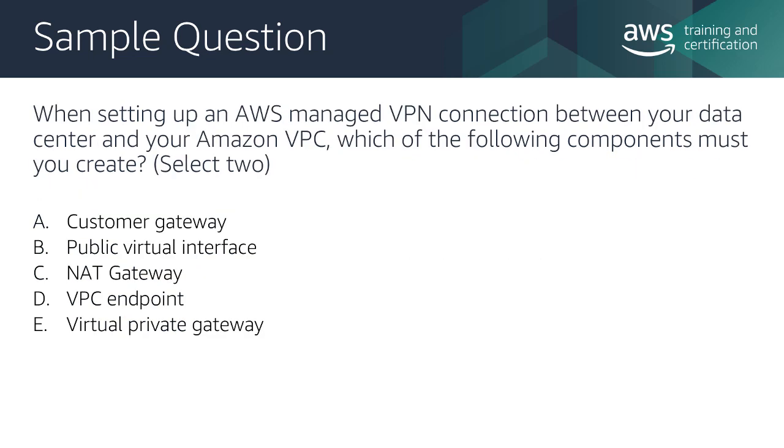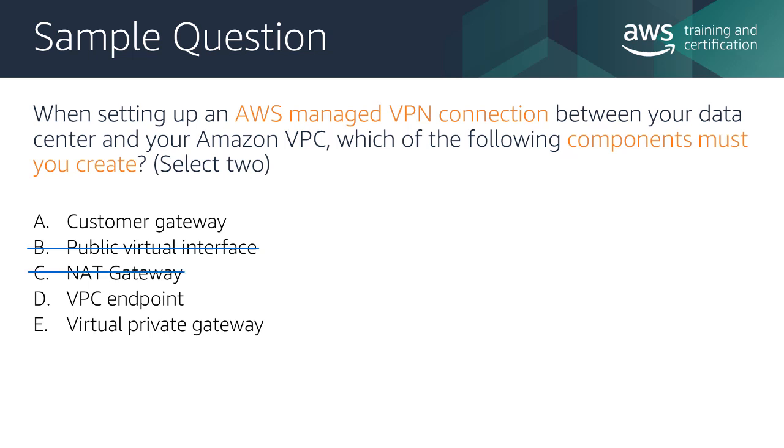Next, you're setting up an AWS managed VPN connection. Which of the following components must you create? Let's go through them. It's not going to be option B. A public VIF is a Direct Connect function, not used as part of an AWS managed VPN connection. Again, this is important for you to understand the different moving pieces in Direct Connect as well as VPN.